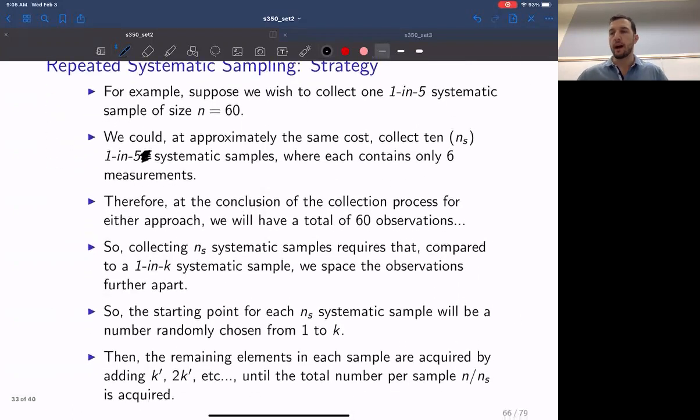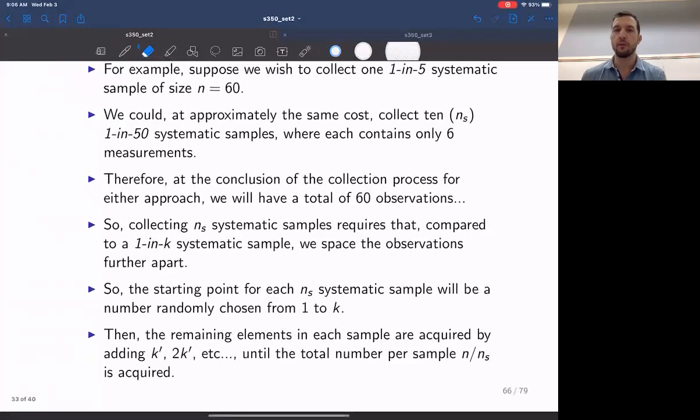Okay, so as an example, suppose that we wanted to collect a one in 5 systematic sample where we end up with little n equal to 60 as our sample size. We could take another approach where instead of doing 1 in 5 systematic samples to get a sample size of 60, we do say 10 1 in 50 systematic samples where each sample contains 6 measurements. So in the end, we still end up with 60 observations, but the way that our observations are structured is across 10 different samples now.